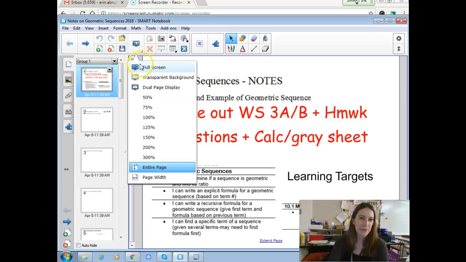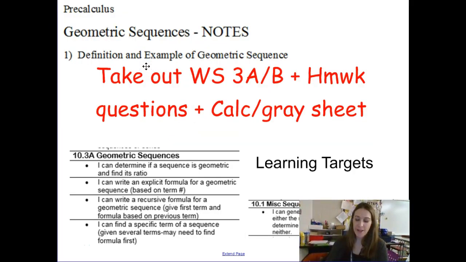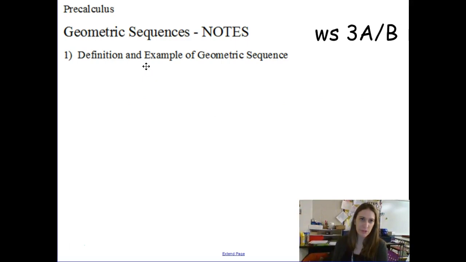This lesson is going to cover the basics of geometric sequences, and then later on we're going to revisit the concept of a geometric sequence and extend it to geometric series as well. So we have some learning targets for geometric sequences, and this is probably new to most of you.